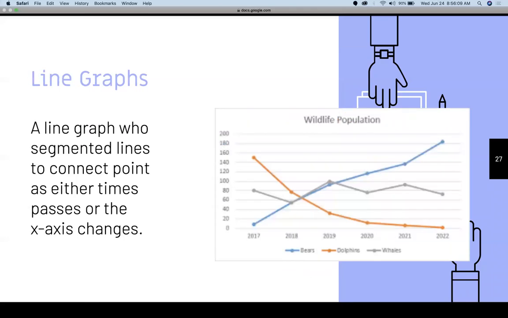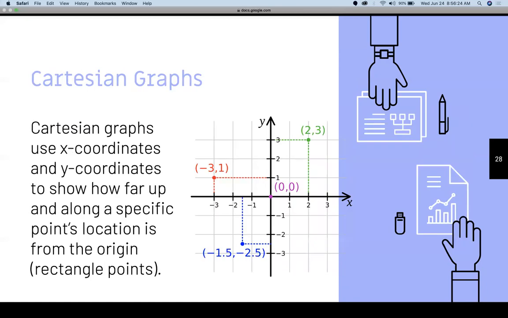A line graph uses segment lines to connect points either as time passes or as the x-axis changes, and we see that, right? They're lines connected by different data points. Now, a Cartesian graph is a little more complicated. They use x coordinates and y coordinates to show how far up and how far over a specific point's location is from the origin, rectangular points.